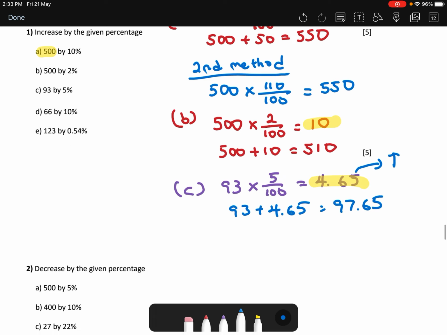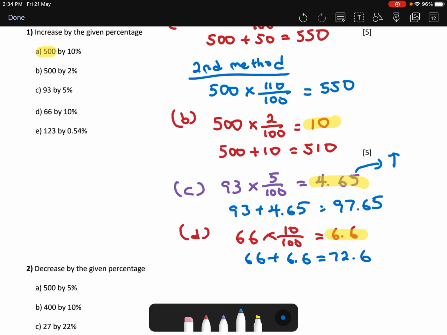Alright, so D, 66, I increase by 10%. So 66, I increase, right? So 10 over 100, you simply just get 6.6. So 6.6 is my increase. So 66 plus 6.6 equal to 72.6.